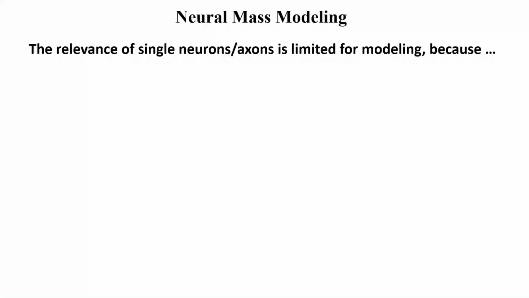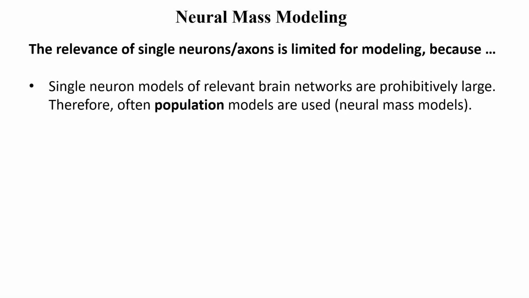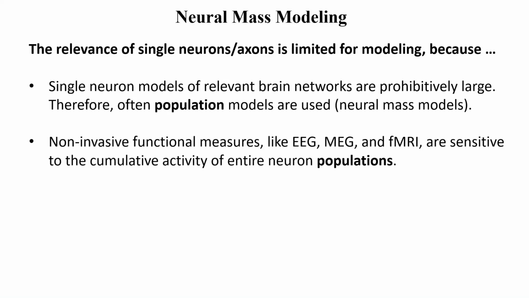So, however, now we have talked about a single axon. But the relevance of single neurons and axons in modeling is limited for several reasons. First of all, of course, it's prohibitively expensive to model any relevant brain network by single neurons and single axons. But there are more reasons. One of them is, of course, that the functional measures that we want to fit our model to, if they are non-invasive, are sensitive to cumulative activity of many neurons, actually.